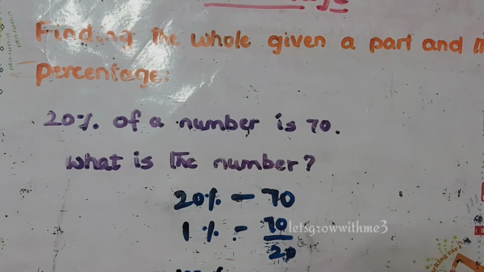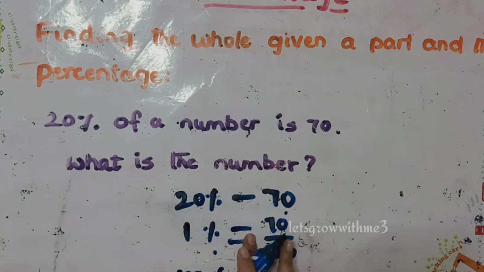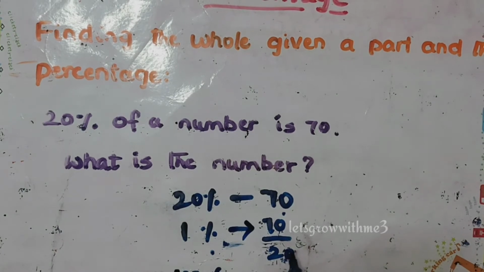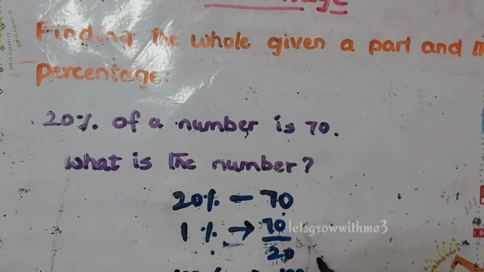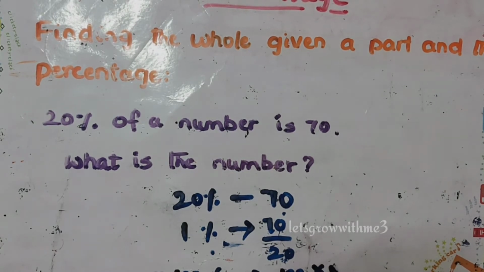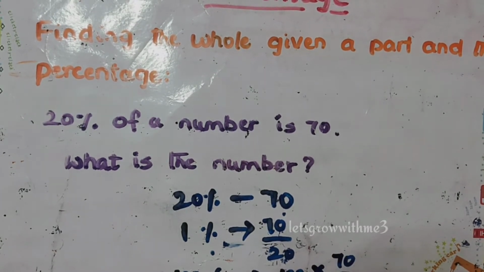Then if we simplify this, we will get what? 20 times 5 is 100. So just cancel 20 and 100, 5 times. So 70 times 5, which is equal to 350. Sorry, you are not able to see. Just wait a minute, you can see it. The 100% is 350, which means that number is 350. So 20% of 350 is 70. Okay, so now we got that number.